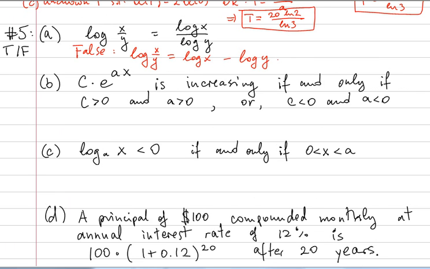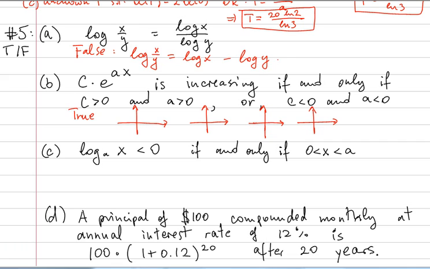Next question. C times e to the ax is increasing if and only if c is positive and a is positive, or c is negative and a is negative. This is true, because there are four cases: c is positive and a is positive, c is positive and a is negative, c is negative and a is positive, and c is negative and a is negative.